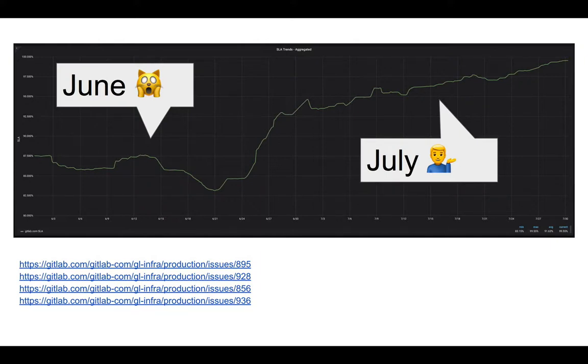June was a bad month for GitLab.com. We were hit by a string of separate but related issues which had a severe impact on the performance of the site during the month. In June, we only managed to attain our service level objectives about 89% of the time. And some of the issues were related to Postgres, some to our Redis cache instance, and some to our Redis persistence instance. And I've included some links to some of those issues over here.